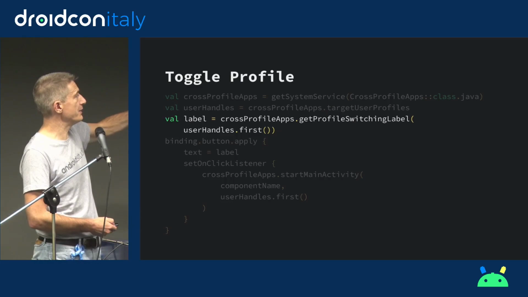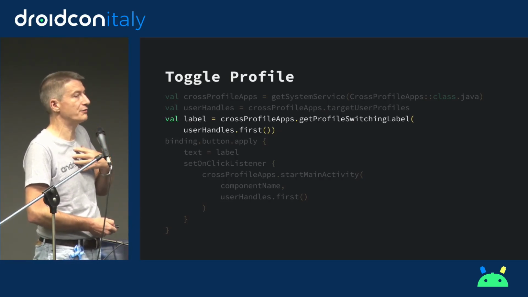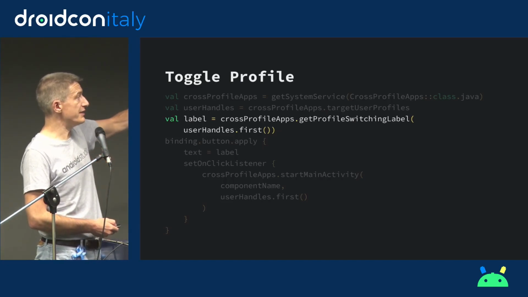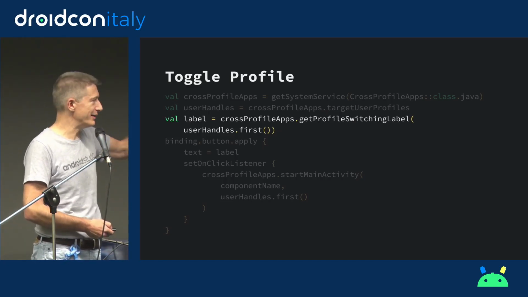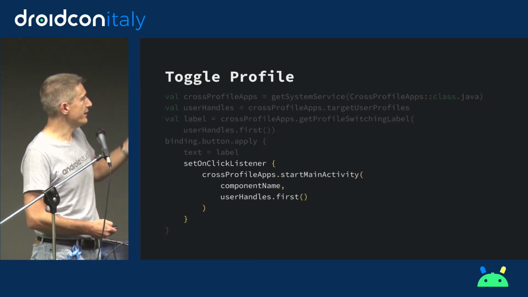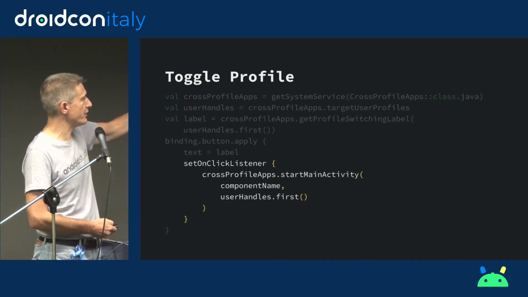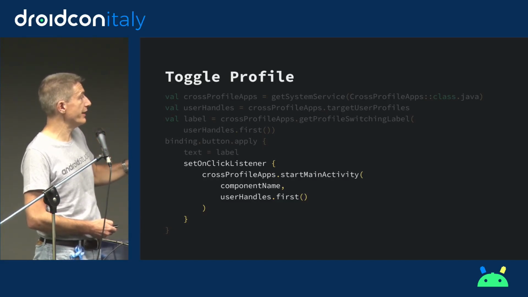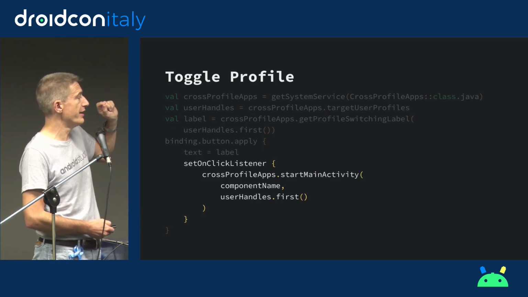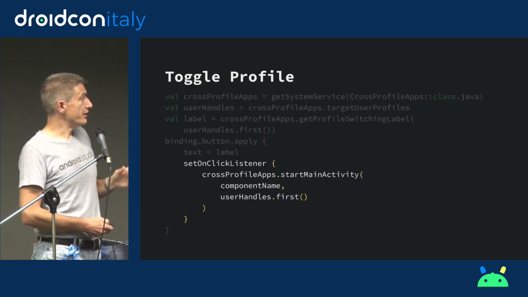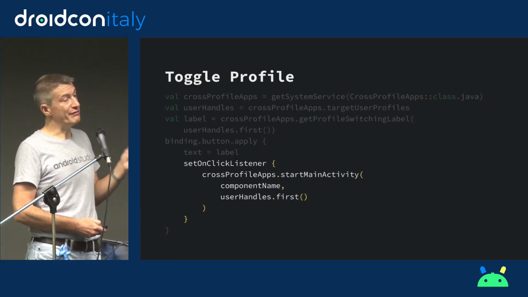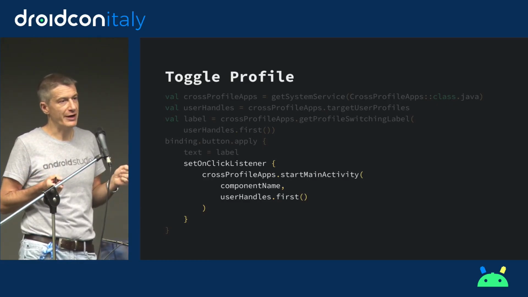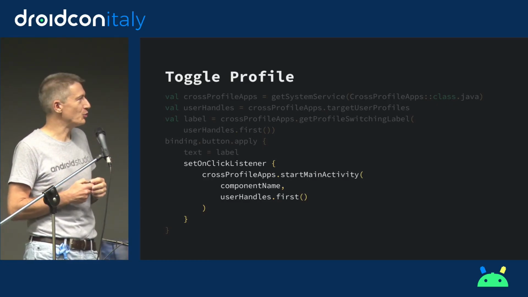So when I'm telling you that you can switch to the personal profile and so on, it's something that I'm not keeping track of. It's simply the service that tells me which is the next one that I can move to. And then in this case, it's just the listener for this button, where I can just start the activity, telling the cross-profile apps what is the profile that I want to jump to for this activity. The important part is also that I need to have the application installed on both profiles, because otherwise this is not going to work.